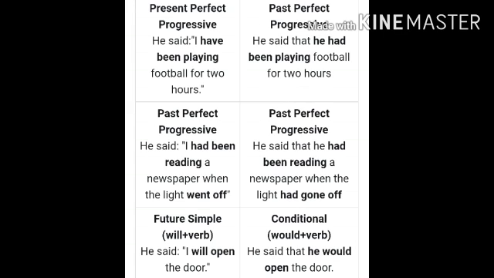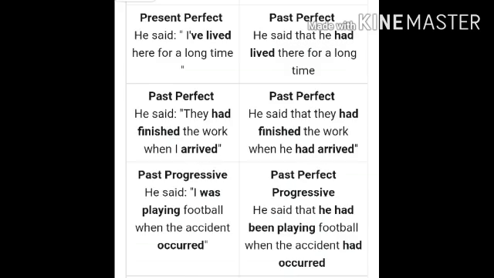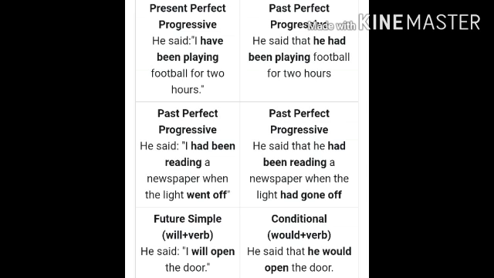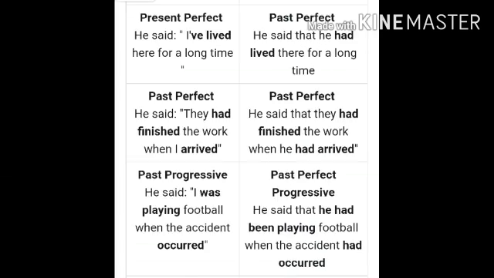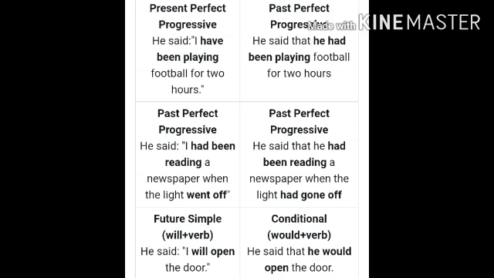Now look at the next one, present perfect continuous. I have been playing football for 2 hours. He had been playing. It will be changing into past perfect continuous. Past perfect continuous will be past perfect continuous itself. There is no change. I had been reading a newspaper when the light went off. He had been reading a newspaper when the light had gone off.